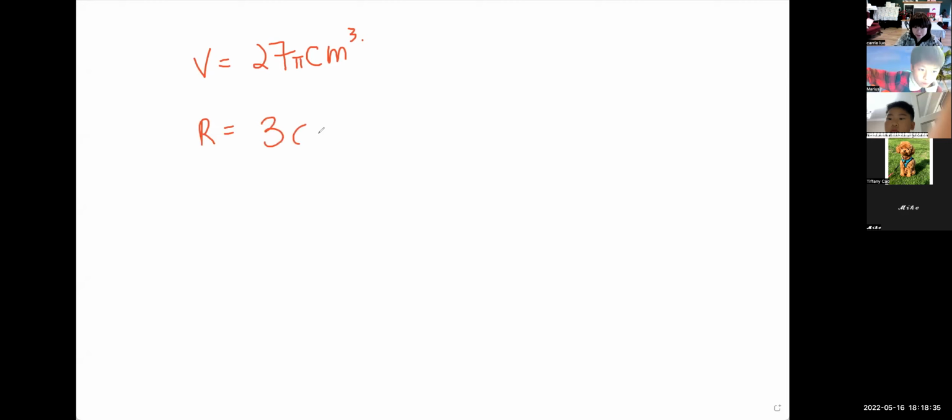So take a look at this one, okay? If I already know the volume of a cone is 27 pi centimeter cubed, and I know the radius of this cone is 3 centimeters. Can you tell me?